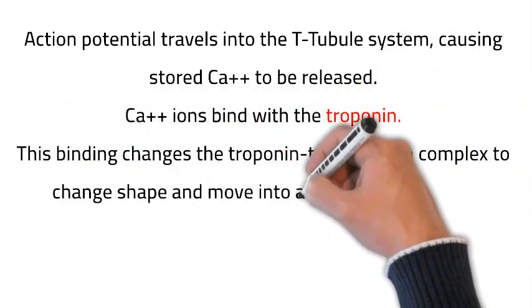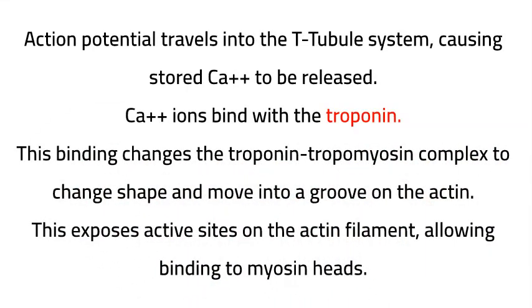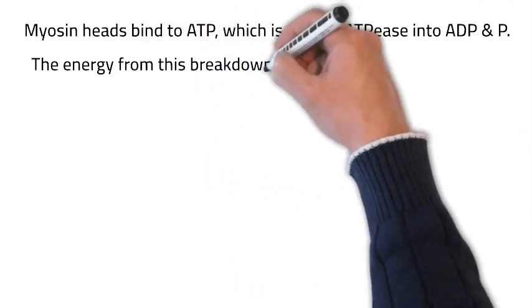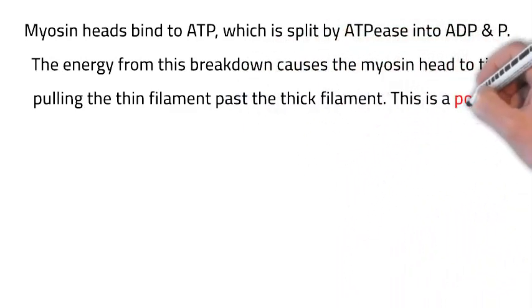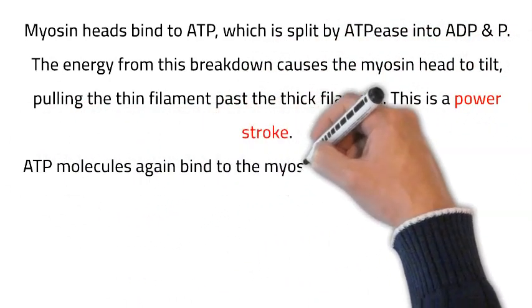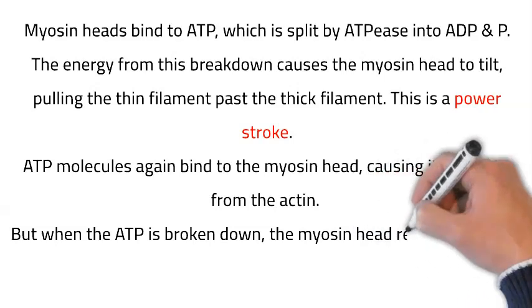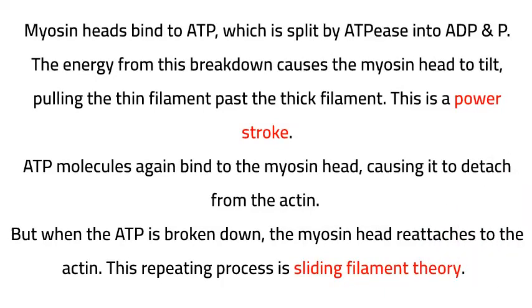This binding changes the troponin-tropomyosin complex to change shape and move into a groove on the actin. This then exposes active sites on the actin filament, allowing binding to the myosin heads. Myosin heads bind to ATP, which is split by ATPase into ADP and P. The energy from this breakdown causes the myosin head to tilt, pulling the thin filament past the thick filament. This is a power stroke. ATP molecules again bind to the myosin head, causing it to detach from the actin. But when the ADP is broken down, the myosin head reattaches to the actin. This repeating process is, again, sliding filament theory.